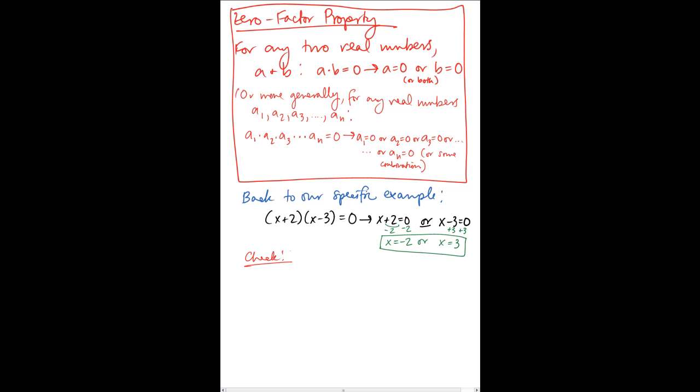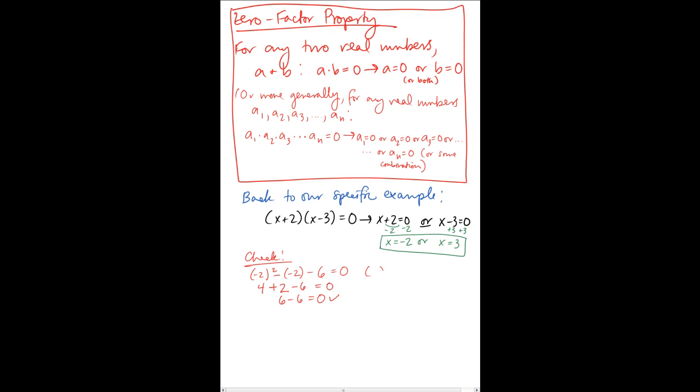The original equation, if you recall, was x squared minus x minus 6 equals 0. Let's try plugging in negative 2 first. Negative 2 squared is 4, minus negative 2 is plus 2, minus 6 equals 0. 4 plus 2 is 6, so I get 6 minus 6 equals 0. That certainly works.